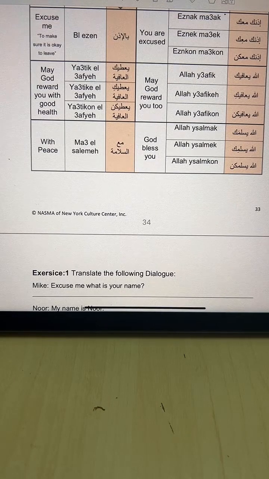Luana, can you DM me in private and I can send you the name of the book after the live? We're almost done.